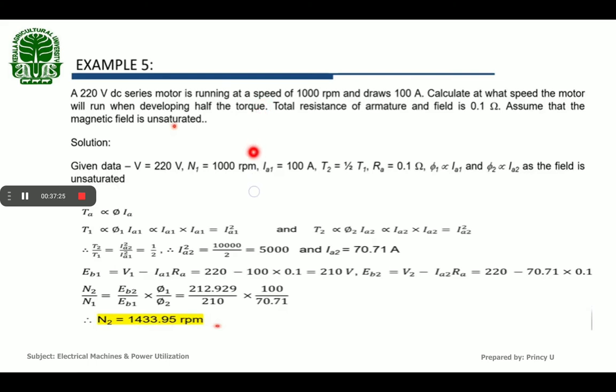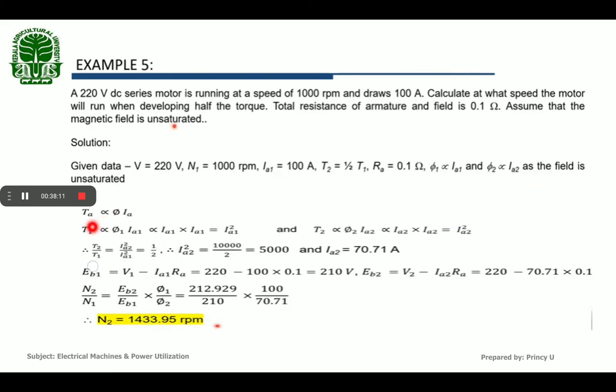That is the first torque T1. The second torque T2 should be 1 by 2 of T1. So you have to find out the second case speed N2. And one thing is given: the total resistance Ra of armature and field is 0.1 ohm. Assume that the magnetic field is unsaturated. If the field is unsaturated, we know φ1 is proportional to Ia1 and φ2 is proportional to Ia2, if it is before saturation.